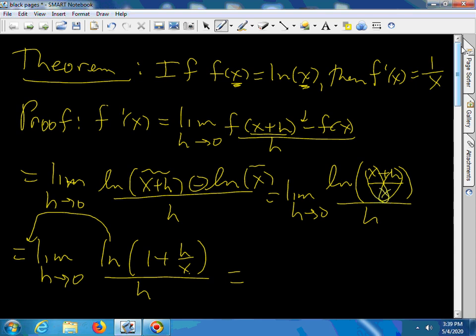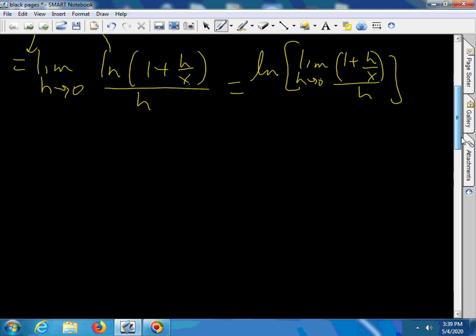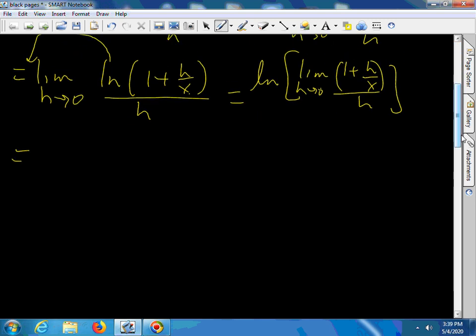Now, ln being a continuous function, which you'll learn about in advanced calculus, you can bring continuous functions in front of the limits. So this is ln of the limit, the limit as h goes to 0 of 1 plus h over x, over h. And maybe that was premature to do. I apologize.